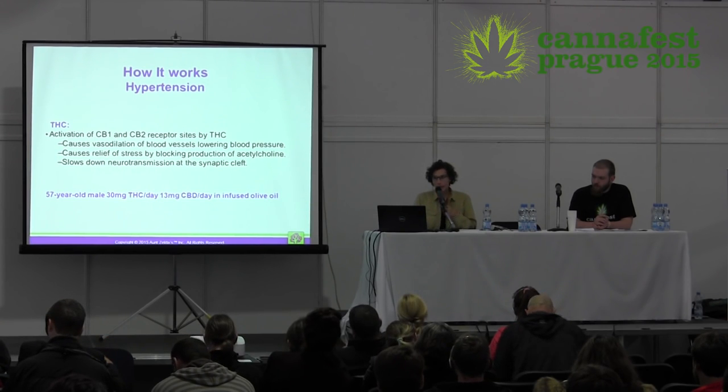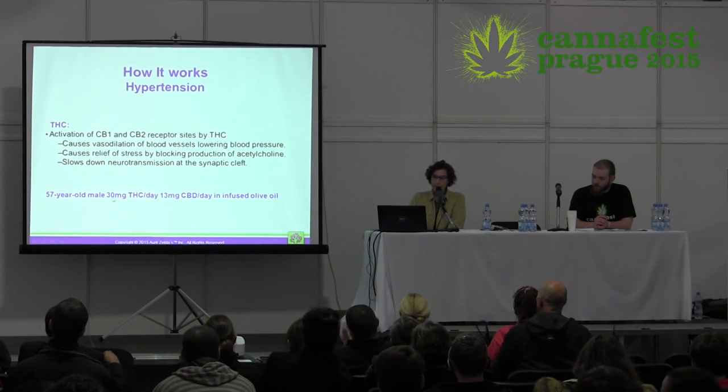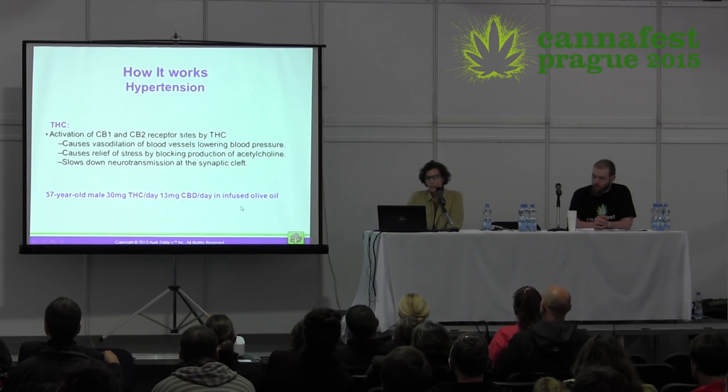Some people with hypertension, depending on what the causes are and everything else, have the same sort of situation, where you've got to get them out of that fight or flight mode. And THC is just beautiful at doing that. This guy started out with 30 milligrams of THC, and he was at 13 of CBD per day on infused olive oil.